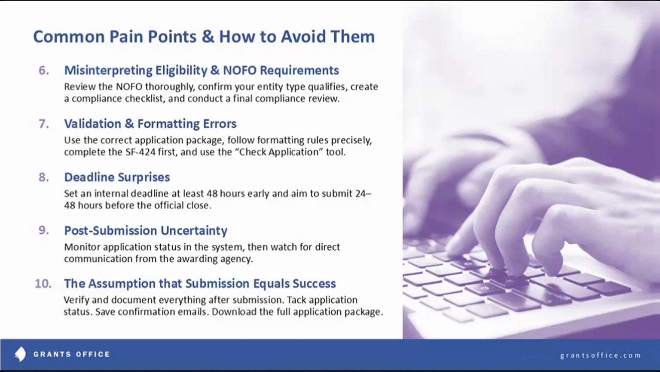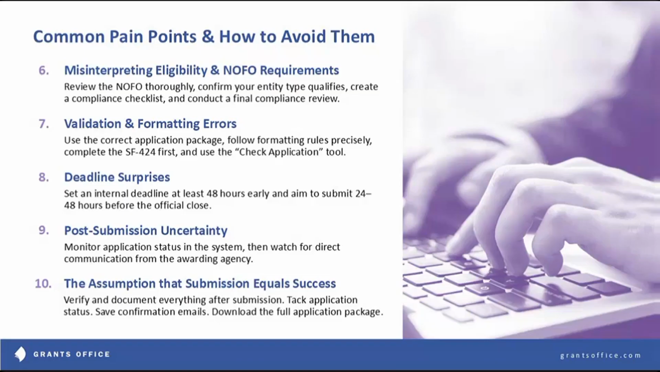New applicants may also expect Grants.gov to provide award decisions or detailed review updates when in reality, again, it's only the submission portal. So do monitor application status in the system, but then watch for direct communication from the awarding agency for next steps and funding decisions. And finally, don't assume that submission equals success. Verify and document everything after submission.